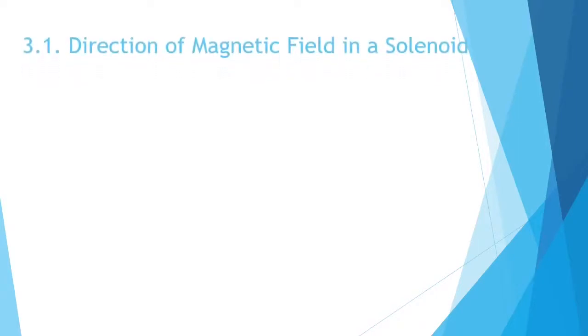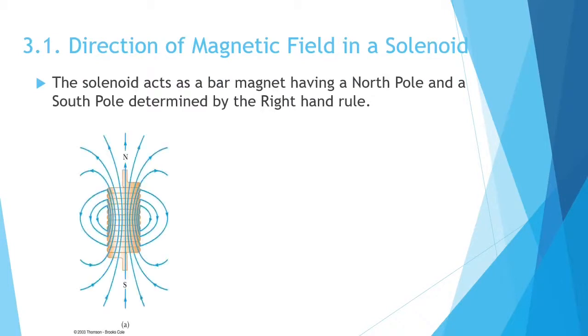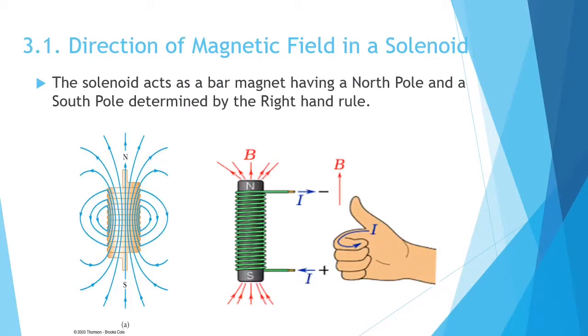The solenoid acts as a bar magnet, having a north pole and a south pole determined by the right-hand rule, where we curl our fingers with the direction of the current, then the thumb indicates the direction of the magnetic field lines inside the solenoid.